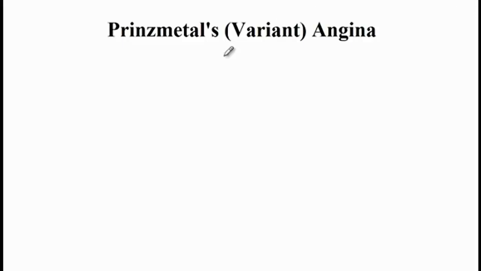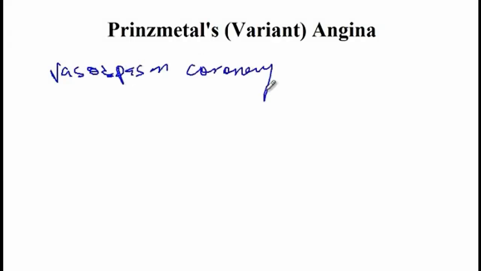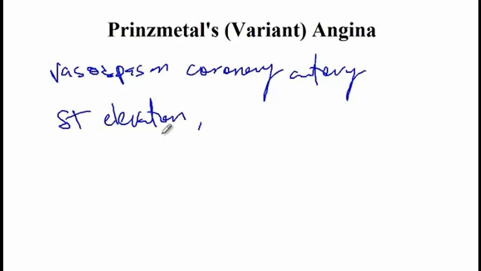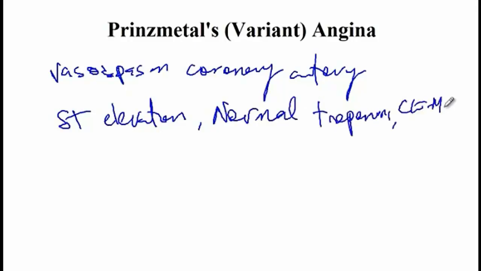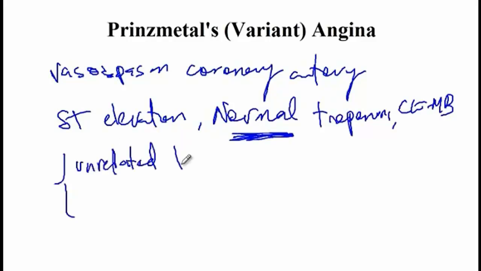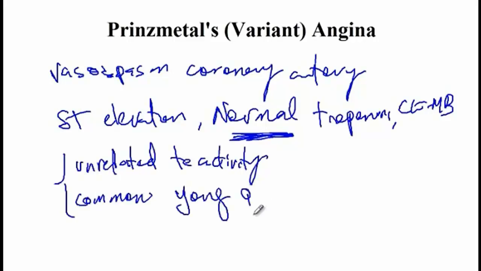As I mentioned, Prinzmetal or variant angina is caused by vasospasm of the coronary artery, as a consequence of which there is an ST elevation. But since the duration is just a few seconds, the cardiac enzymes like troponins or creatine kinase MB remain normal. The two features of Prinzmetal angina are that it's unrelated to activity, and it's commonly seen in young females. In young females, it's very rare to present with any myocardial infarction or stable or unstable angina. So if there is a female presenting with chest pain that is unrelated to activity, you should first suspect Prinzmetal angina rather than the other forms of coronary artery disease.